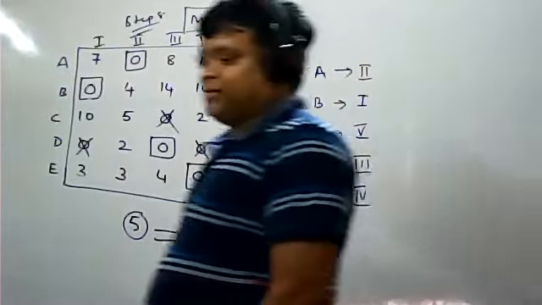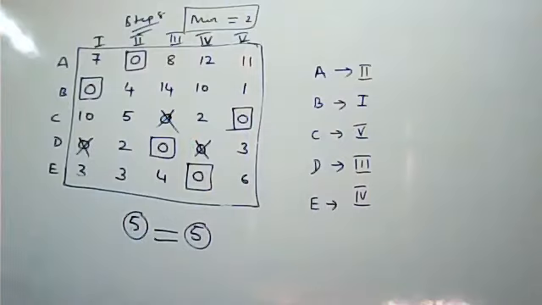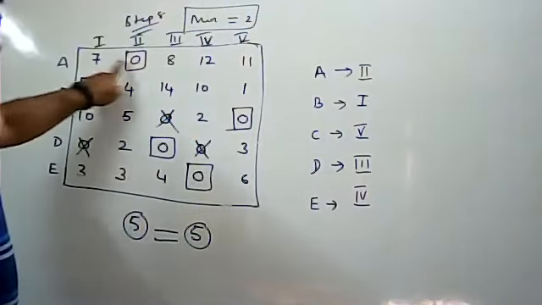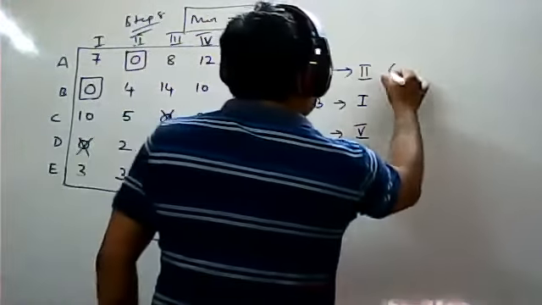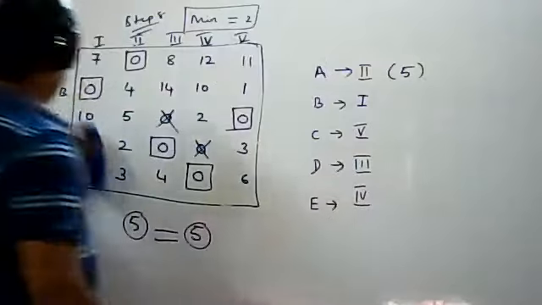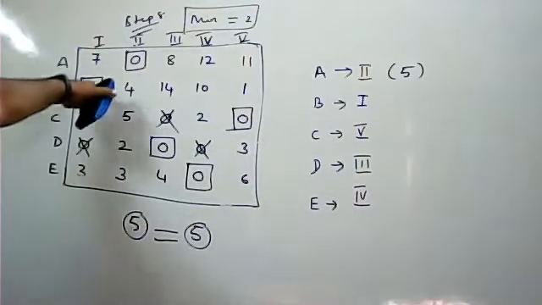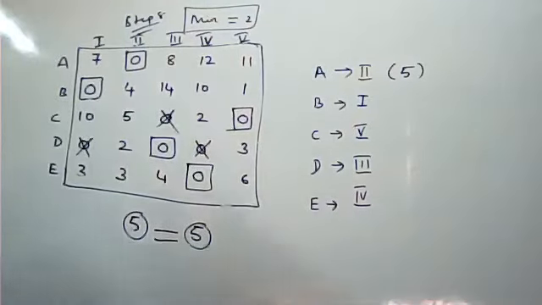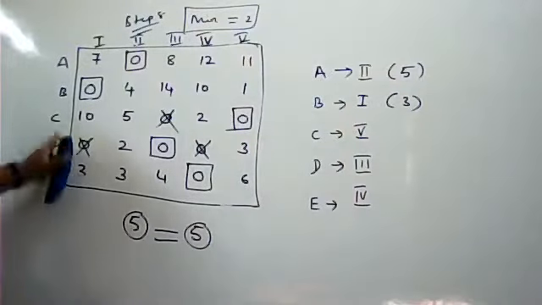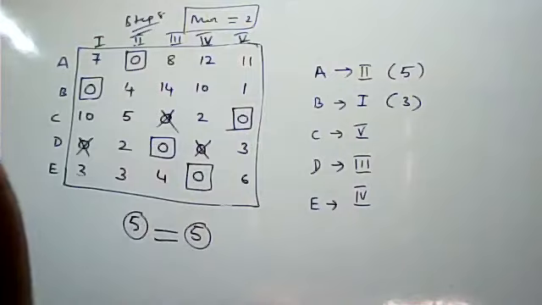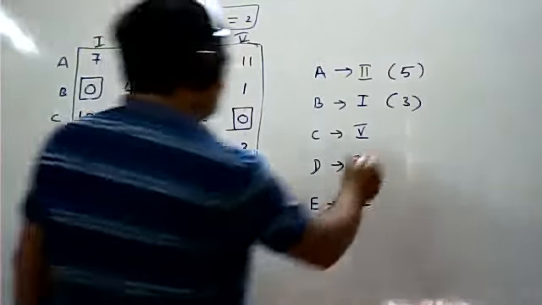Now you have the original problem with you. A is assigned to 2; what is the original value? I think 5. B is assigned to 1; see the original problem, the value is 3, I think. And then C is assigned to 5, which means the value is 2.